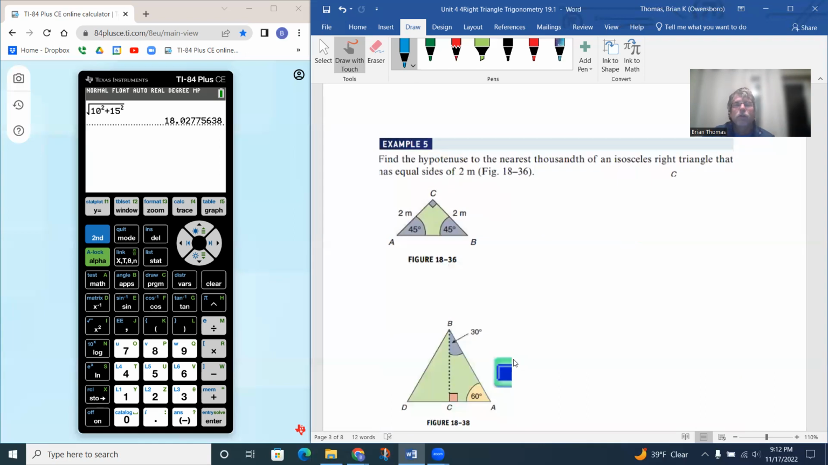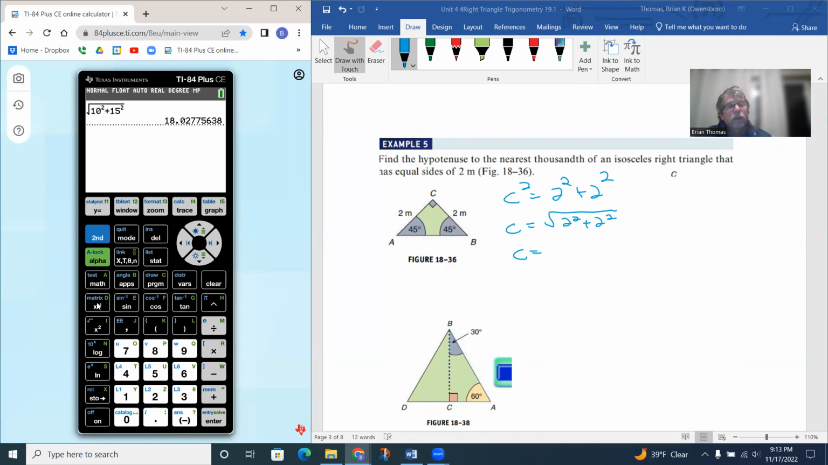So if I give you this triangle here, and I want to find the hypotenuse to the nearest thousandth of an isosceles right triangle, there are two ways of doing it. One way would say c squared is equal to 2 squared plus 2 squared using the Pythagorean theorem. So c would equal the square root of 2 squared plus 2 squared. If I put that into the calculator, second square root, and put 2 squared plus 2 squared and hit enter, it'll give me 2.828.